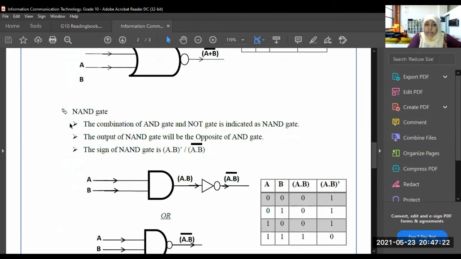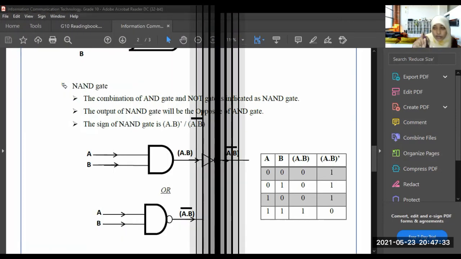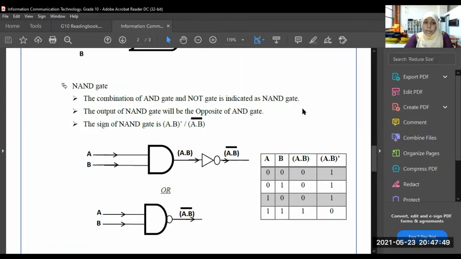Next one, NAND gate. NAND gate is the combination of AND gate and NOT gate. So the combination of AND gate and NOT gate is indicated as NAND gate. The output of NAND gate will be the opposite of AND gate.